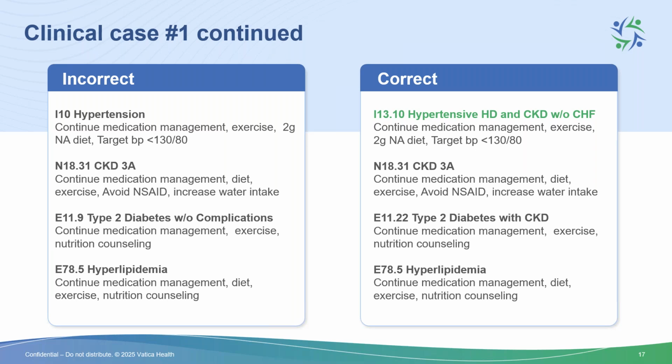And we know we can automatically assume a causal relationship between hypertension and CKD, as well as hypertensive heart disease. So the correct code is I13.10 for hypertensive heart and chronic kidney disease without heart failure. You would also code N18.31 for CKD stage 3A, and he also has diabetes, so you would code E11.22 for type 2 diabetes with CKD.